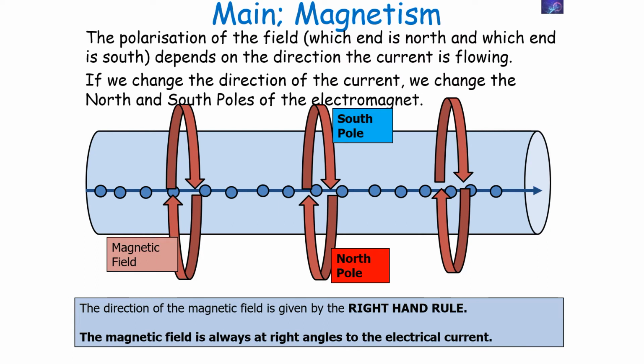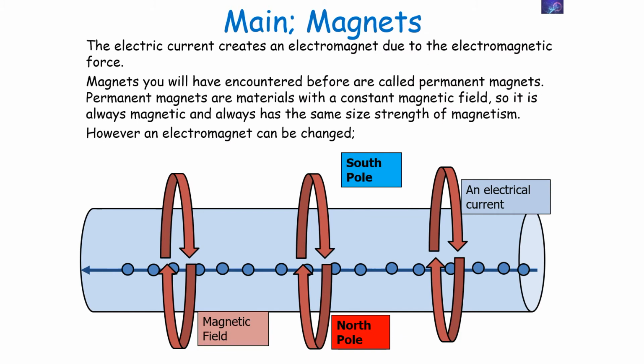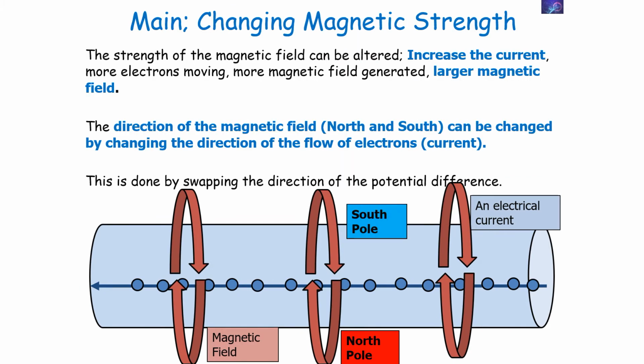It's important to note you can work out the direction of the magnetic field with the right hand rule, and the magnetic field is always at right angles to the electrical current. So what we know is the electrical current creates an electromagnet due to the electromagnetic force. This is different to a permanent magnet, because permanent magnets always have a constant magnetic field, so are always magnetic and always have the same strength of magnetic field. However, an electromagnet can change these properties. The strength of an electromagnet's magnetic field can be altered by the current, and it can also change direction by changing the direction of the current flow.